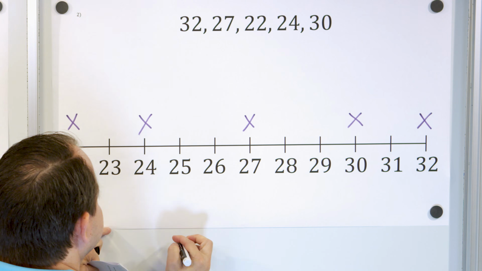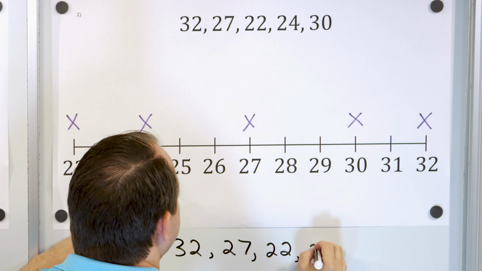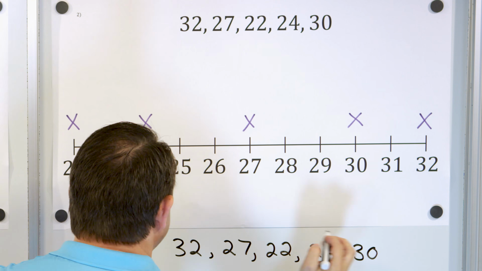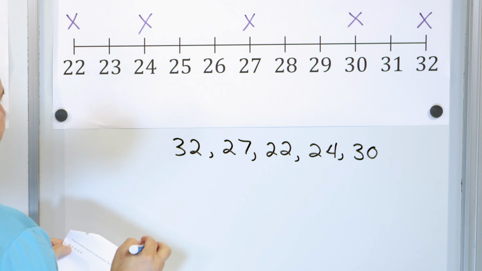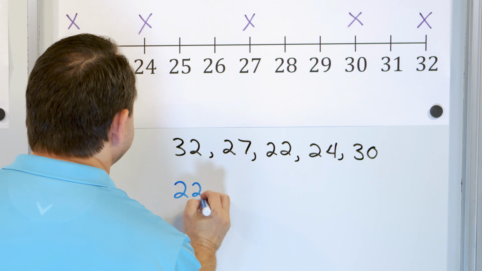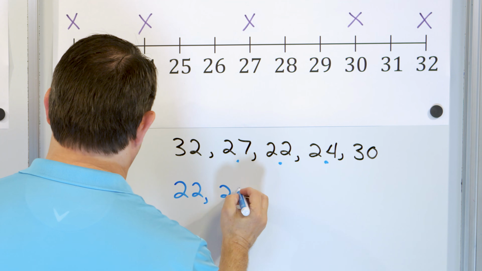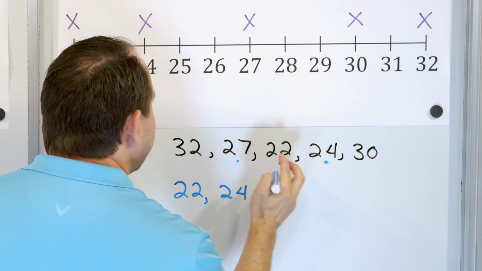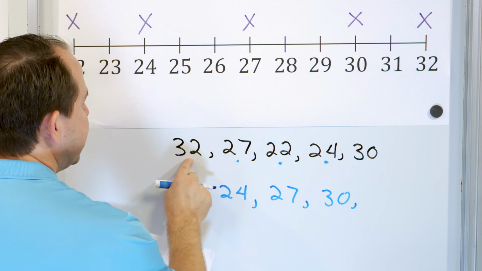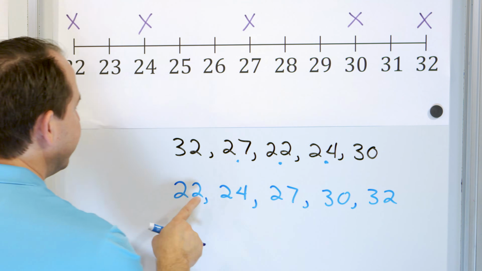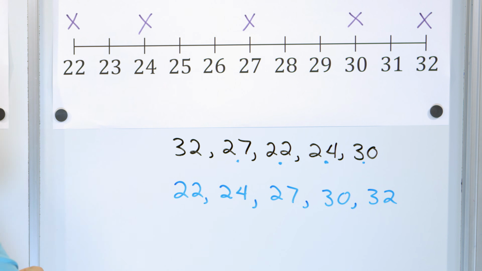First, I'm going to rewrite the data set. We had 32, we had 27, we had 22, we had 24, and we had 30. Step number one is we always have to order the data least to greatest. So the smallest number here is 22. The next one here was 24, right? This one. And then we had 27. And then the next largest one is 30. And then the next largest one is 32. All right, so 22, 24, 27, 30, 32. And those are our 5 numbers.